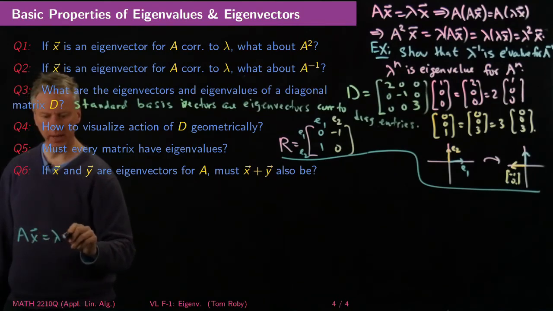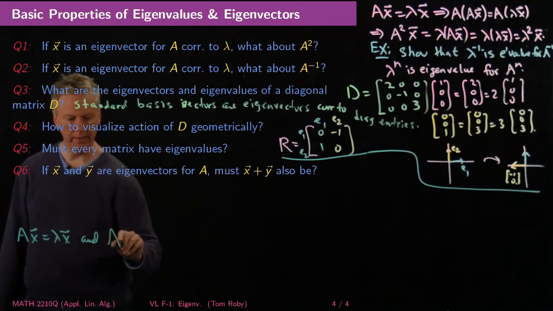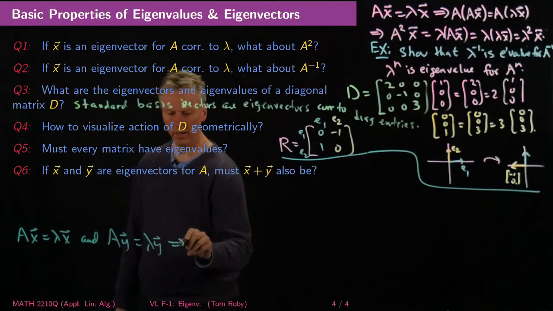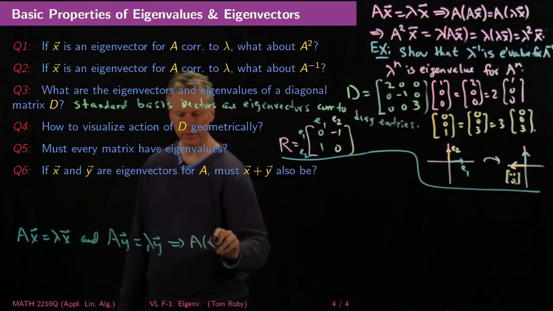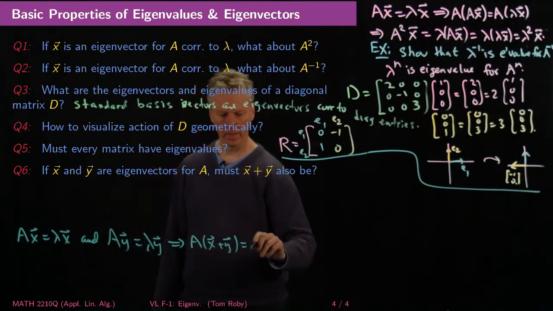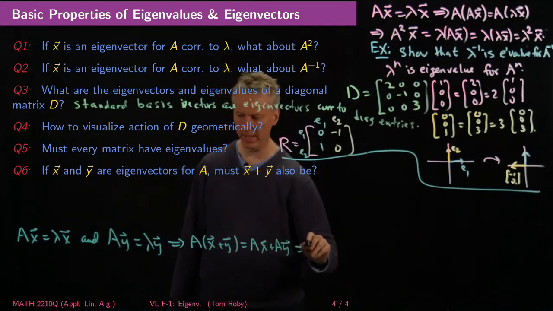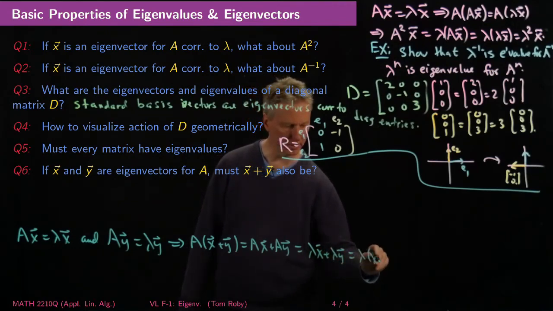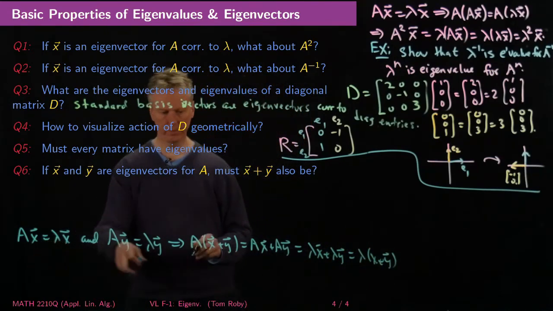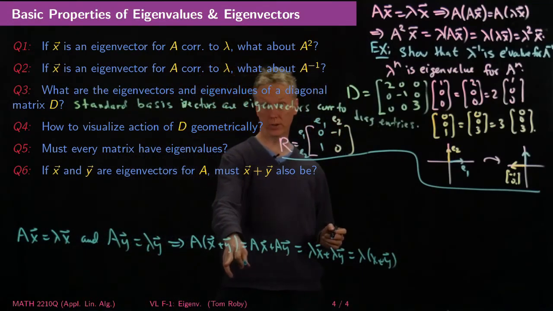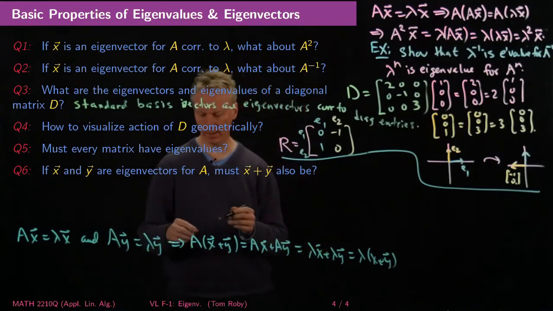Ax equals lambda x and Ay equals lambda y, same lambda, well, that implies that A times (x plus y) is equal to A times x plus A times y by linearity, but that's equal to lambda times x plus lambda times y, and that's just lambda times (x plus y). Okay, so A times (x plus y) is equal to lambda times (x plus y). So x plus y is an eigenvector corresponding to the same eigenvalue lambda.